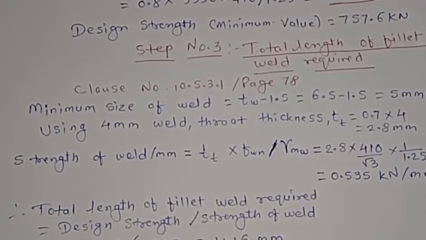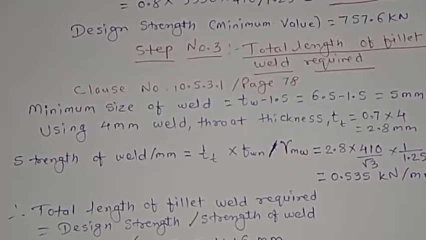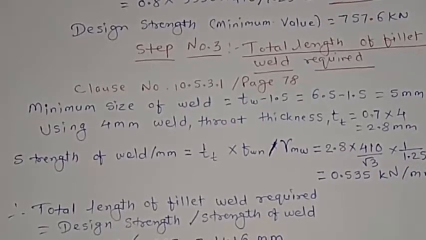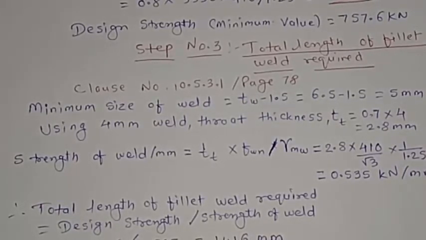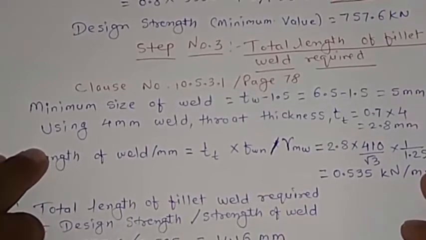So we will be going through the last step to calculate the total length of the weld required. This is what total fillet weld required, and how much weld distance or how much grooves we are going to consider. So that would be our last step, and then we'll go through the connection details.